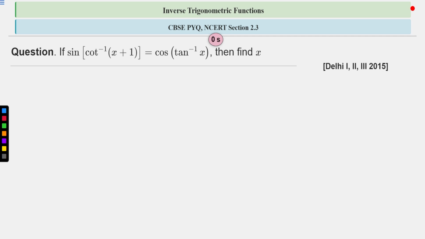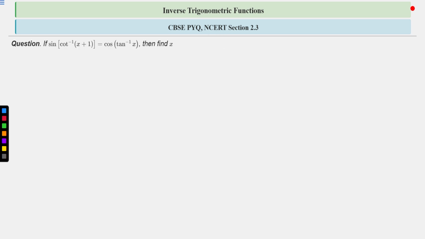Okay, let's move to the solution part. If sine of cot inverse (x plus 1) is given as equal to cos of tan inverse x, then we need to find the value of x, right? So let's move to the solution part. How can we approach this? It's given that sine of cot inverse (x plus 1) is equal to cos of tan inverse x. Let us assume this as equation 1, right?